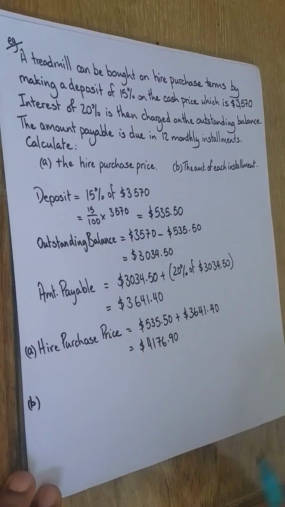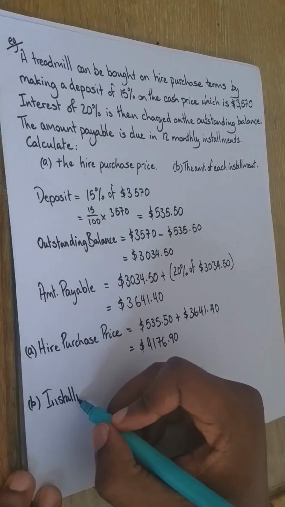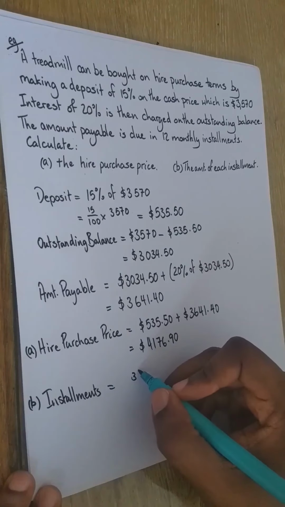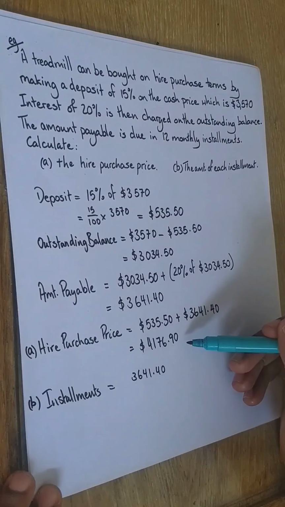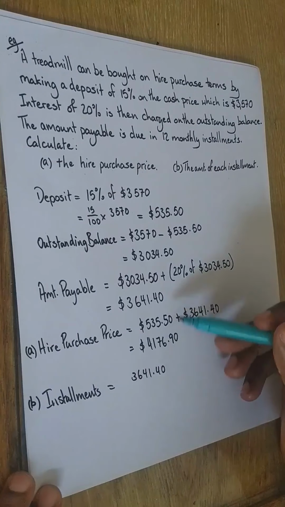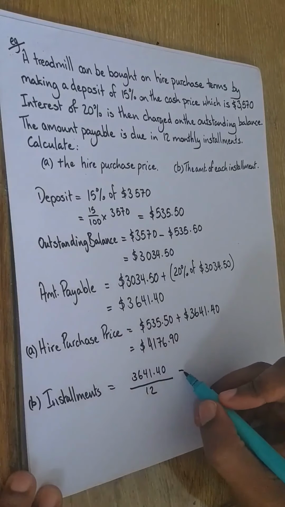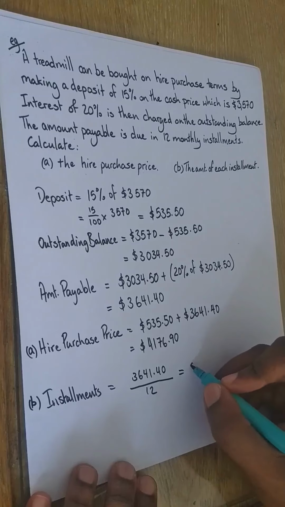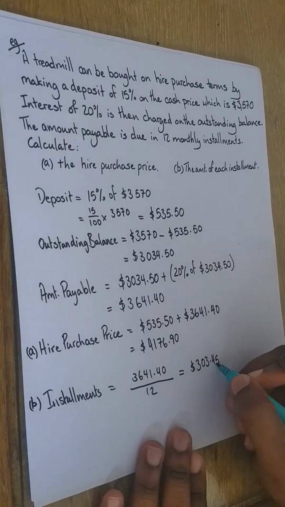Part B, in order for us to know the amount that you pay in each installment, we take the total amount payable, which is $3,641.40. Note that it is not the hire purchase price, because that includes the deposit. It is the amount payable that we're dividing up into 12 monthly installments. That gives us installments of $303.45 each month.